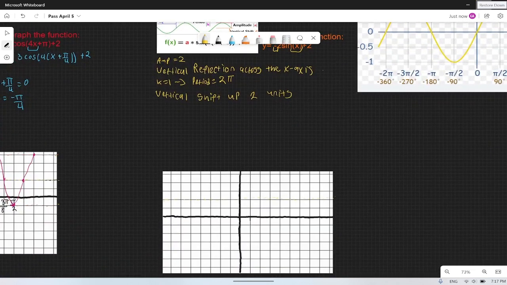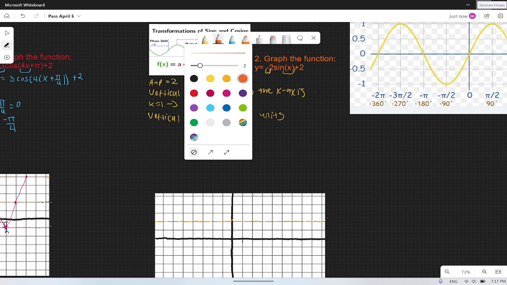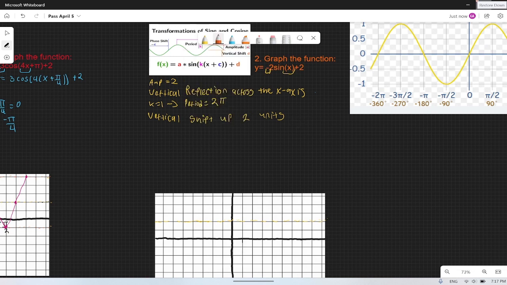So I'm going to do this in a similar approach. I like to draw the vertical shift. So it's up 2 units. So this is basically our new x-axis in a sense. Technically not correct, but that's just the way I like to think about it. Our amplitude is 2, so that means our function will go 2 above our vertical shift and 2 below our vertical shift. So I like to just do a little dashed line to sort of box it in.